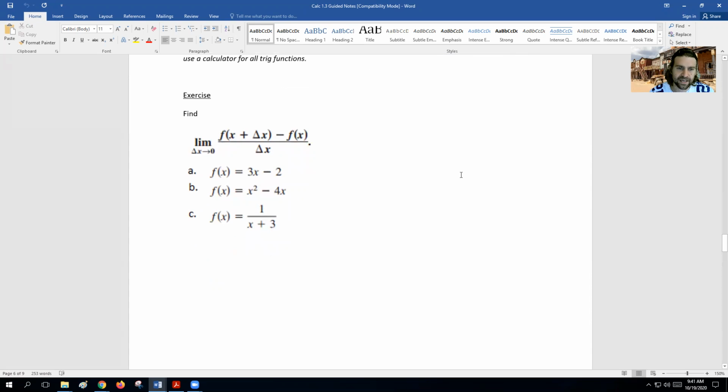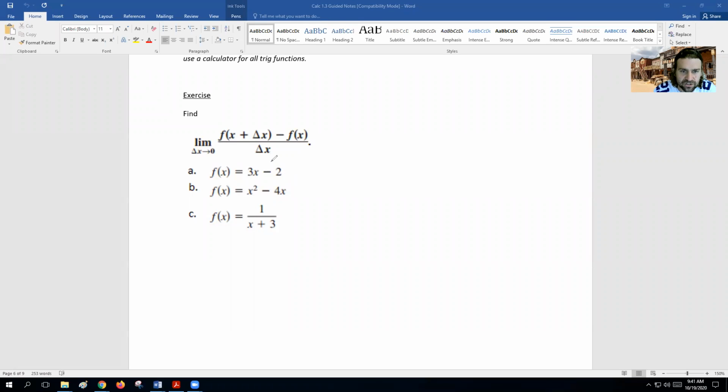What we're going to do next is find the same thing. We're going to find the limit as delta x approaches 0 of f of x plus delta x minus f of x, all over delta x. Now, what we're going to do first is use different equations and make them increasingly difficult.